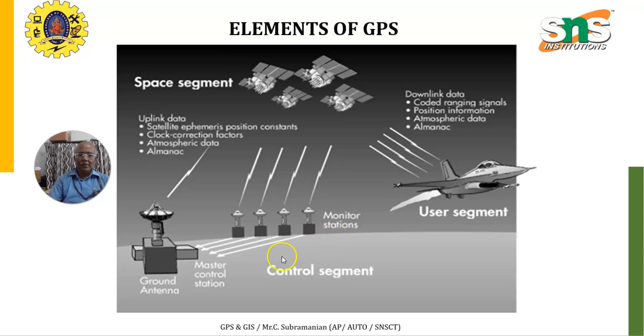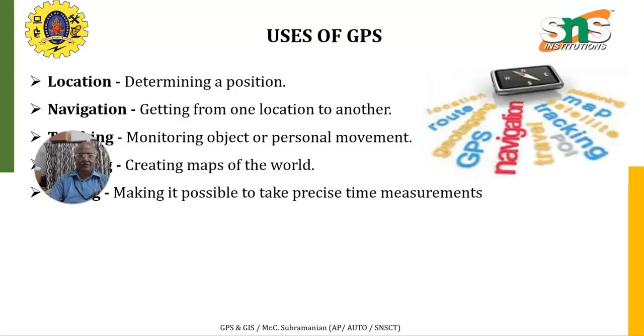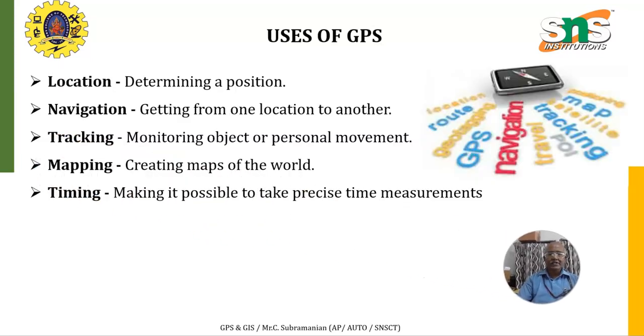The control segment will always be at ground level, whereas whichever flight is traveling, or whatever missiles or space signals are traveling, we can monitor and get the information from the ground itself. And these are the uses of the global positioning system: determining position by location, and navigation on how to reach a place from one location to another, or also tracking.